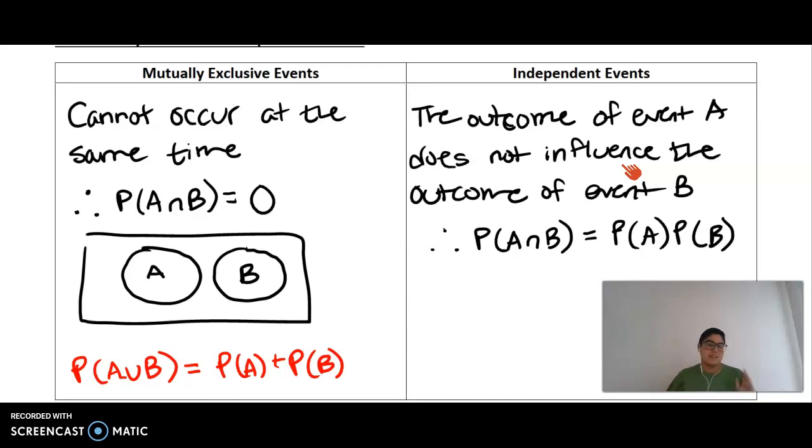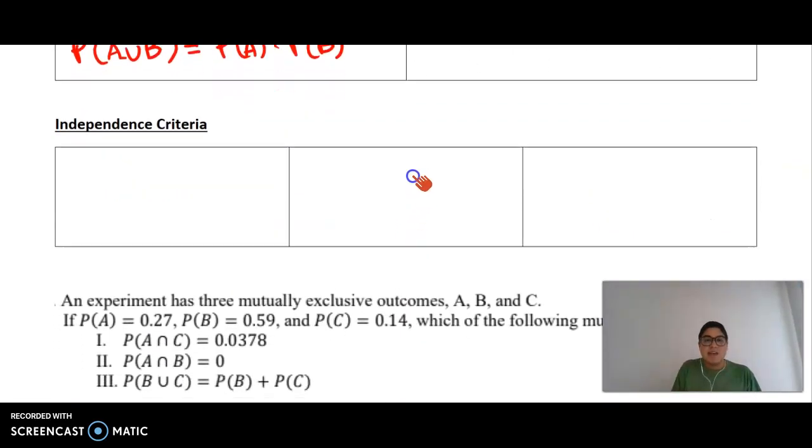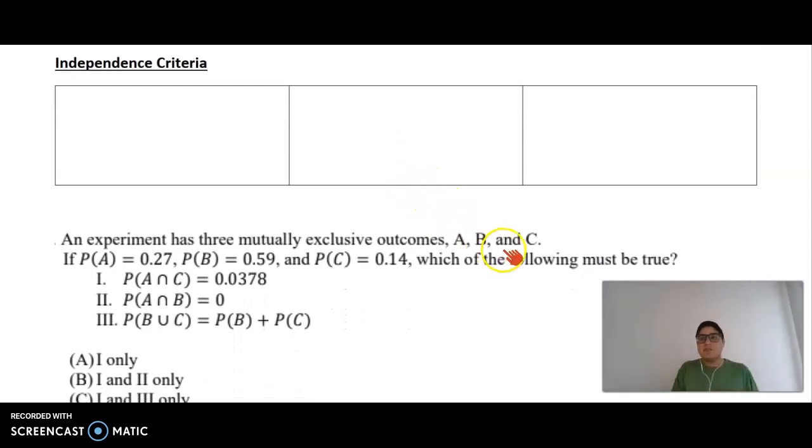Or other independent events could be like, I'm right-handed and you could be right-handed and another viewer could be right-handed and 117 other people could be right-handed, but that 118th person could be left-handed, and that's okay because our hand dominance is independent of one another. So mutually exclusive cannot occur at the same time. Independent means that whatever happens to A does not influence what happens to B. Now, there are some special rules here.